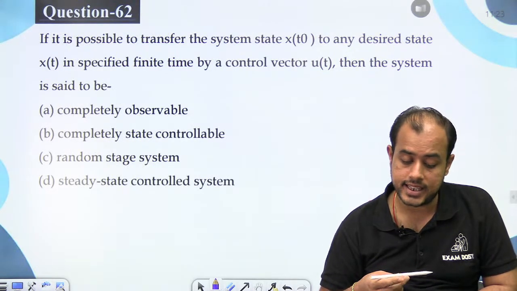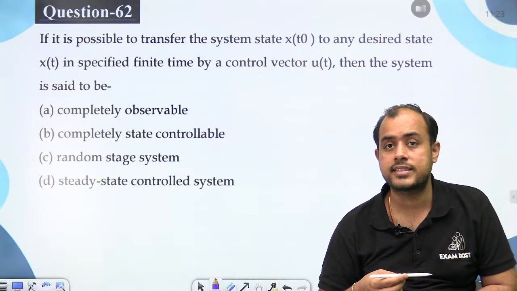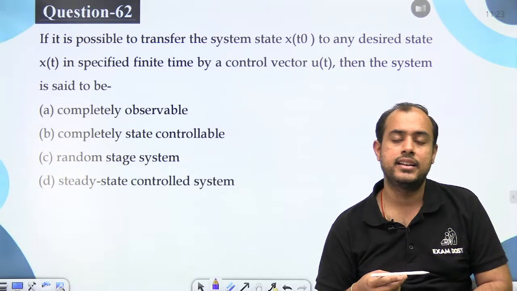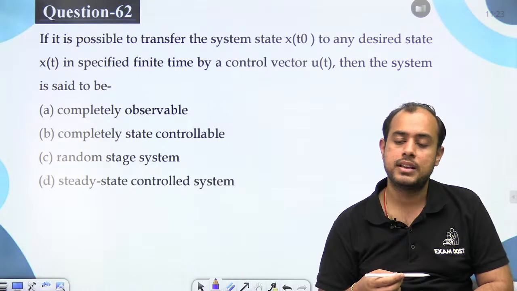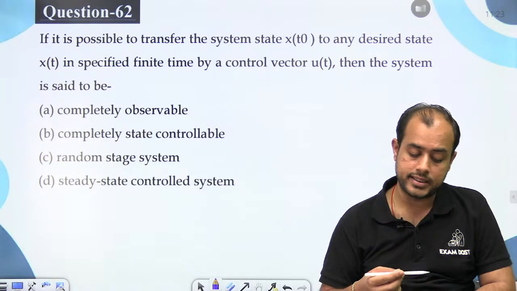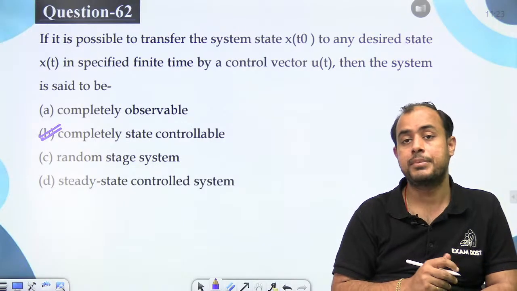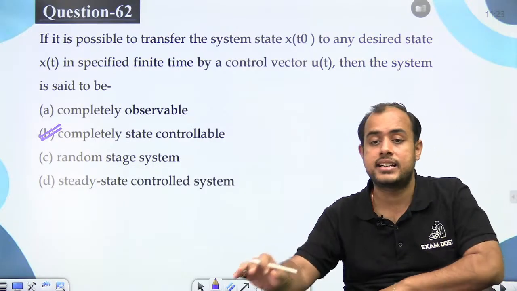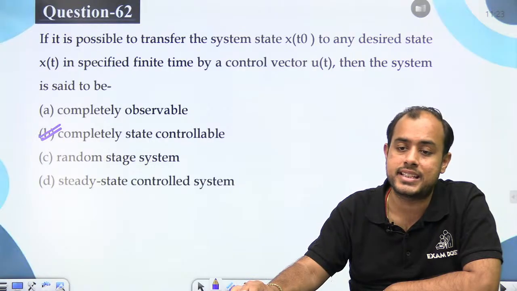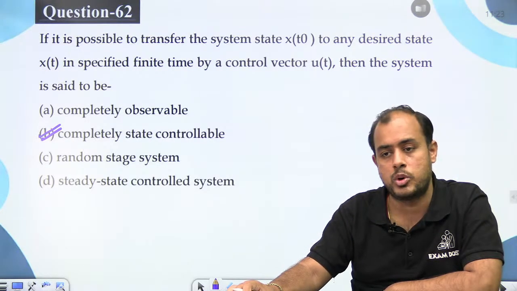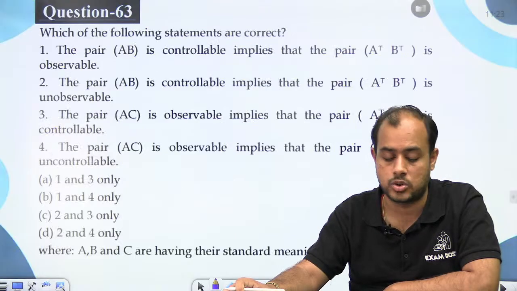ESE 2019, we can transfer a system from any state to a desired state in a finite time using an input. Then system is said to be state controllable. अगर आप स्टेट डिसाइड कर सकते हो, कुछ देर में किसी भी स्टेट से किसी दूसरी स्टेट पे जा सकते हो यूजिंग द इनपुट, दैट मीन्स स्टेट्स आर कंट्रोलेबल.